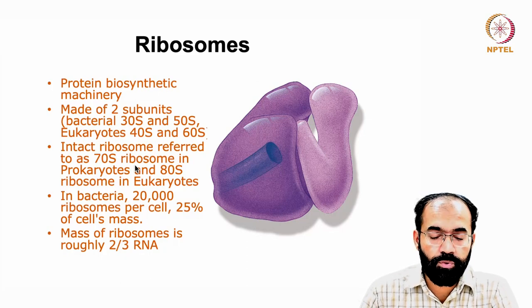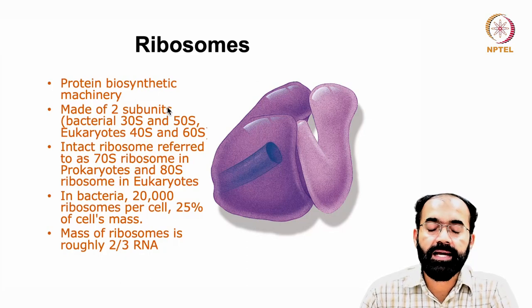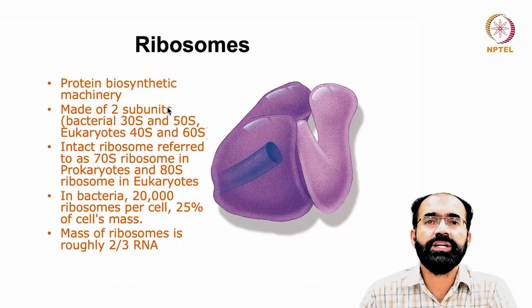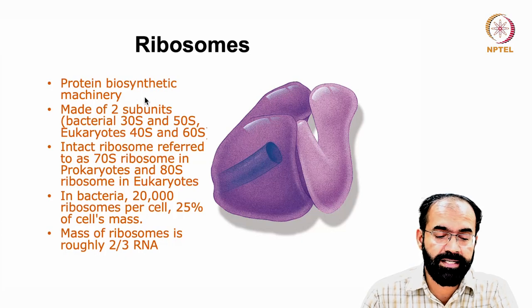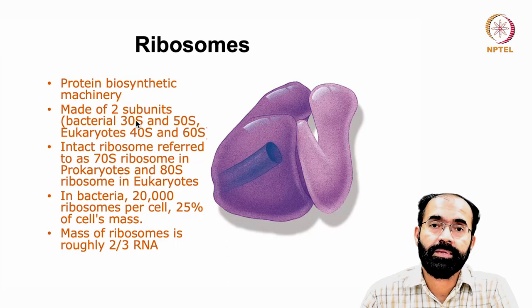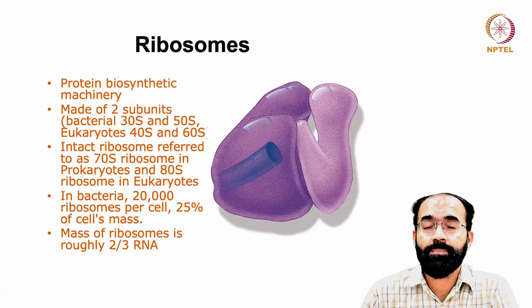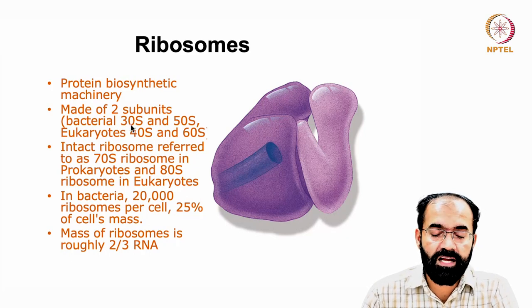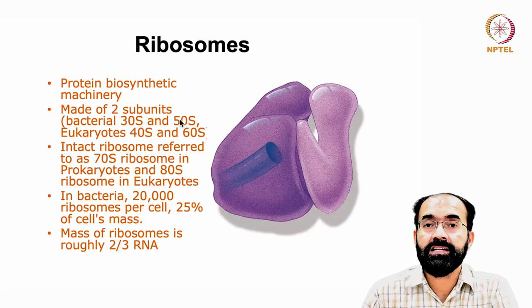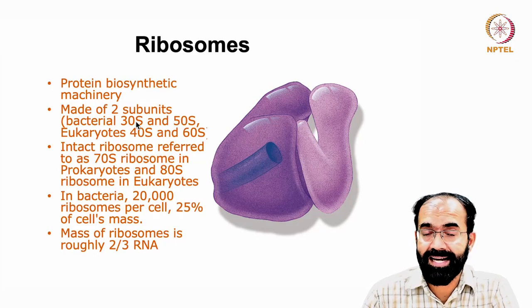And if you come to ribosomes, they are the protein biosynthetic machinery. By now we know a lot about ribosomes because we have seen it's also a ribozyme, and it's made of two subunits. The ribosomal subunits consist of RNA plus protein. In bacteria, the two subunits are 30S and 50S. S stands for Svedberg unit, after the scientist who discovered it.